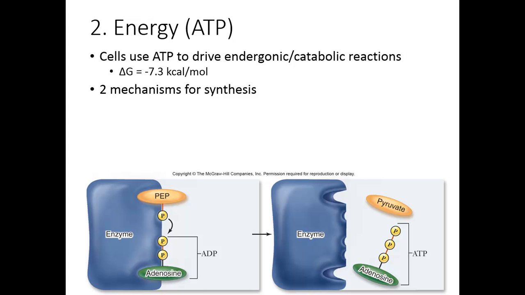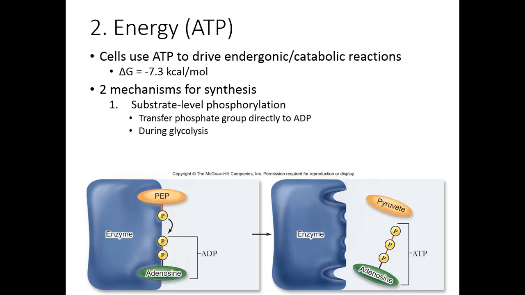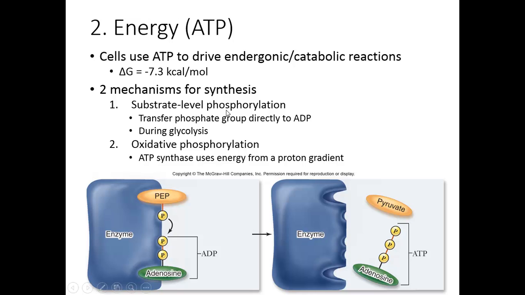And there are two mechanisms for making ATP. You have what's called substrate level phosphorylation, and this occurs in a process called glycolysis. This transfers phosphate groups directly to our ADP. Oxidative phosphorylation is our aerobic respiration, and this is the enzyme ATP synthase, which uses energy from a proton gradient. That's what we explained in that figure before. We're going to go into a lot more detail, but just know you have substrate level phosphorylation or oxidative phosphorylation.